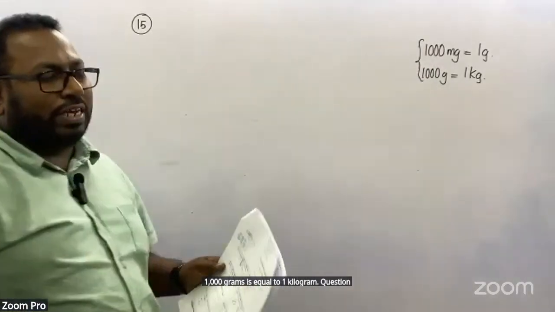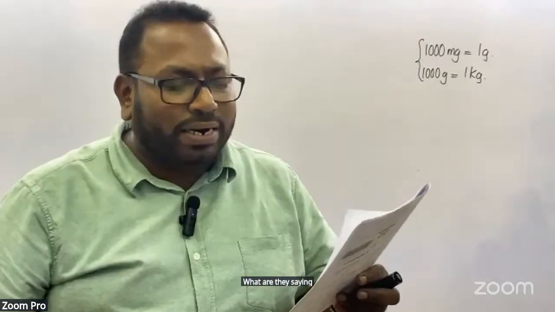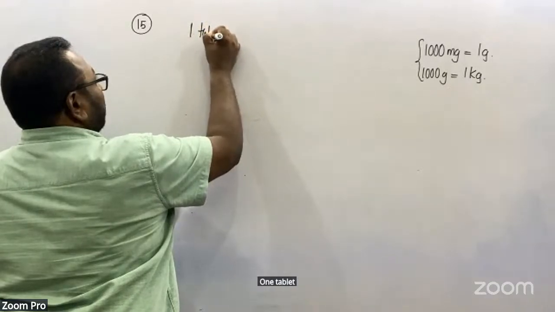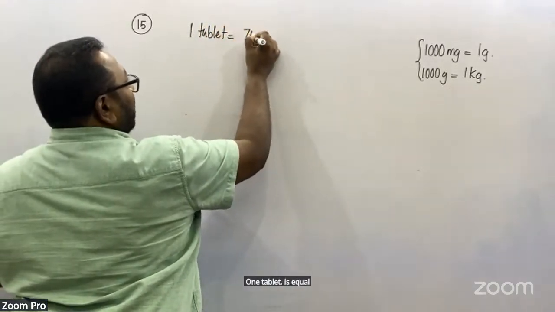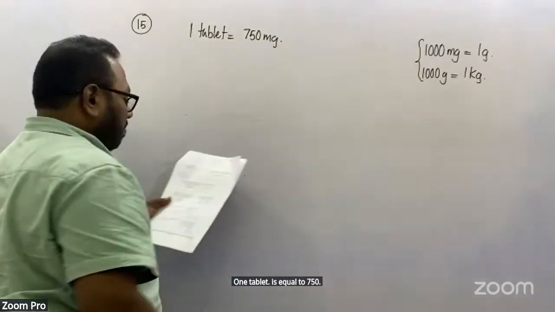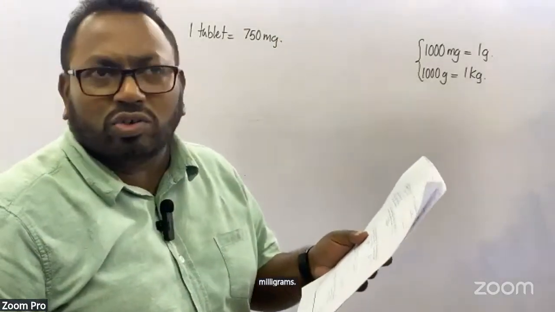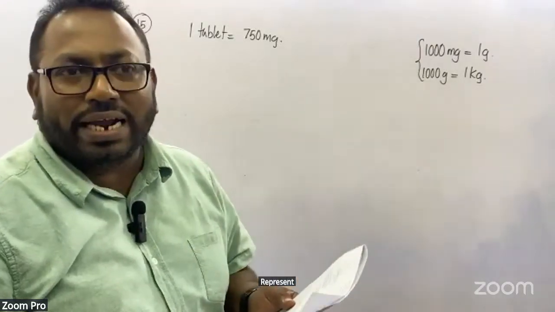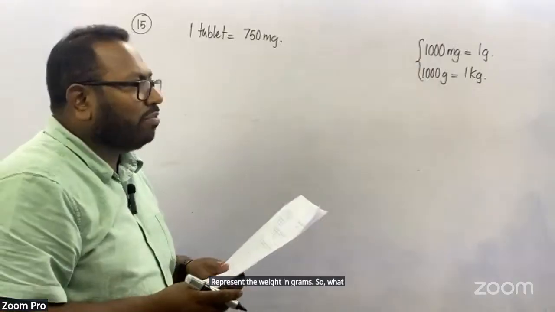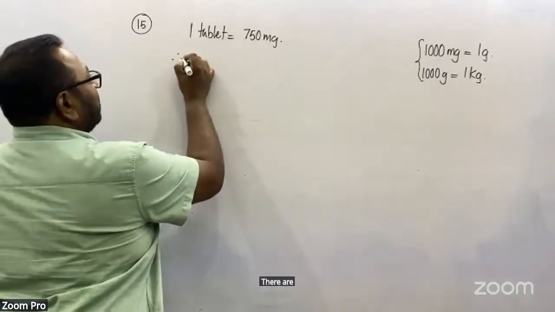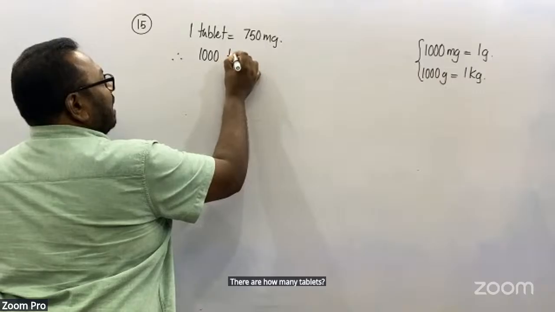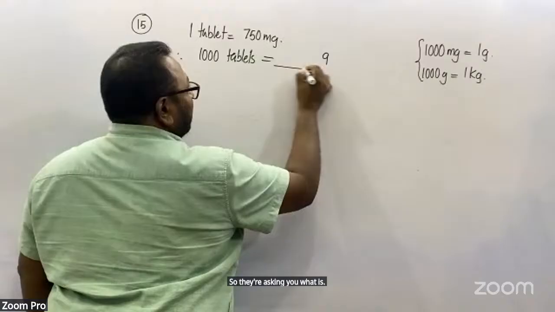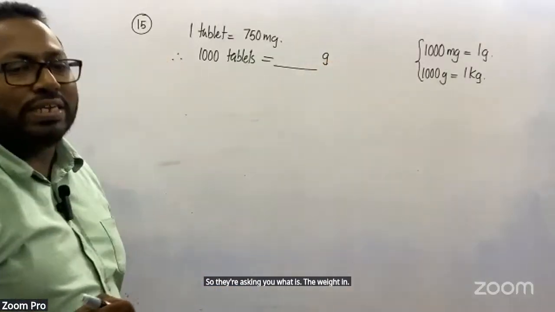Question number 15. What are they saying? A tablet is 750 milligrams. One tablet is equal to 750 milligrams. There are 1,000 tablets in a box. Represent the weight in grams. So what are they saying? We have to tell there are how many tablets? 1,000 tablets. So they are asking you what is the weight in grams. We need to find that and write it.